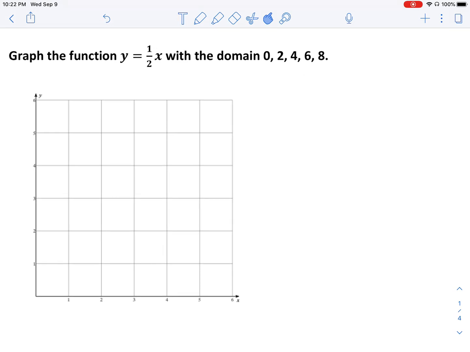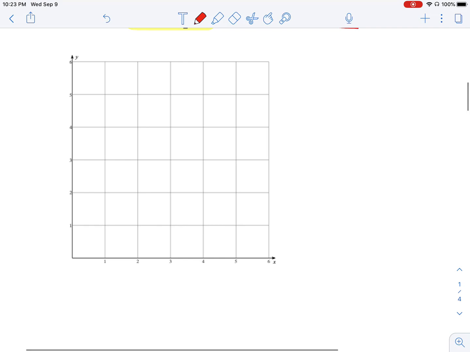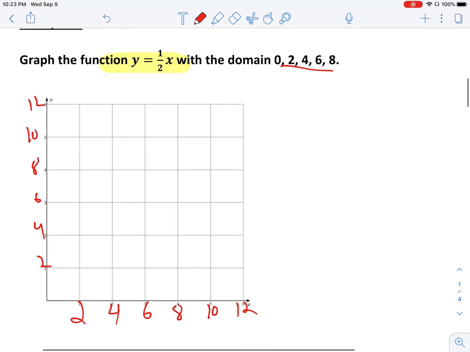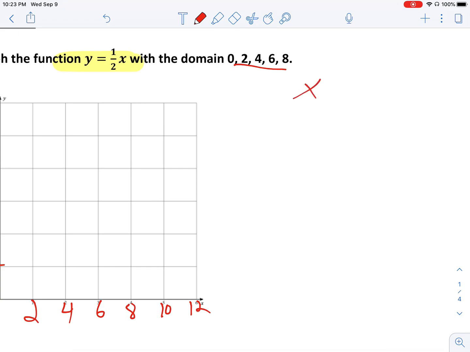It says here that we want to graph the function y equals 1/2 x with the domain 0, 2, 4, 6, and 8. All right, now on this, I'm going to actually change the label of our graph here. I'm going to make them go up by 2's. This way, everything fits. All right, so what I'm going to do is make a table, or at least half of it.